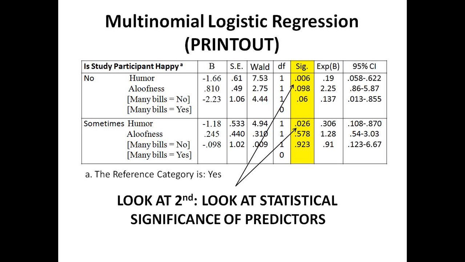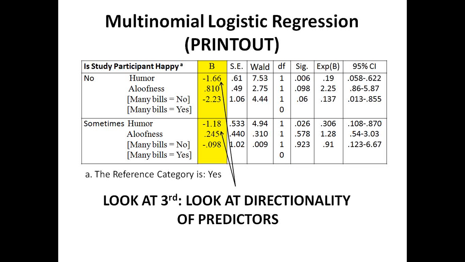And then the same thing with the sometimes category down below. You'll see humor is also statistically significant, 0.026, right? And there's a negative beta, which we're going to address again on the next slide, but twice is good for this multinomial logistic regression. That takes a minute to sink in sometimes, right? So less. So in reference to those who are happy, yes, those who are happy sometimes have significantly less levels of humor, right?